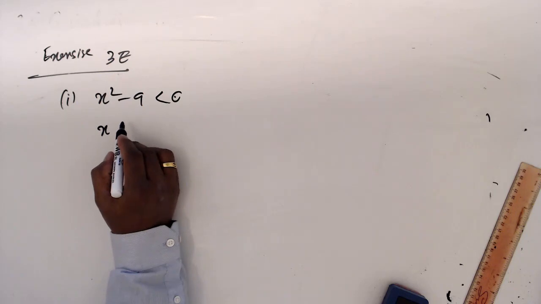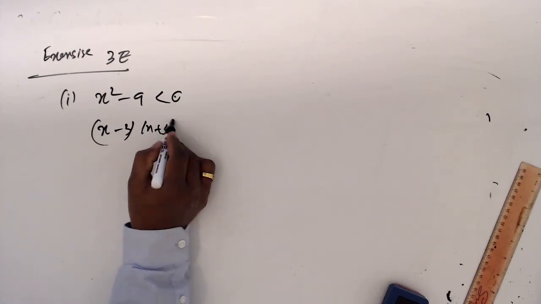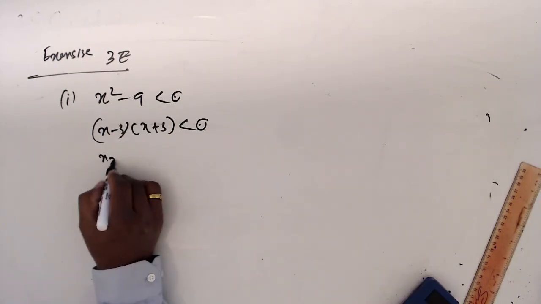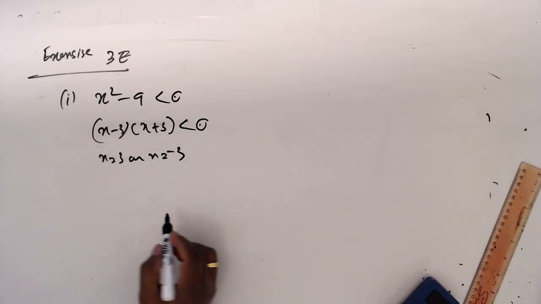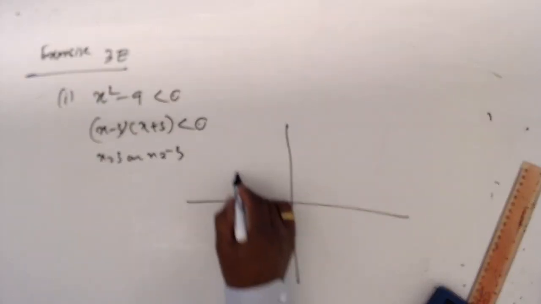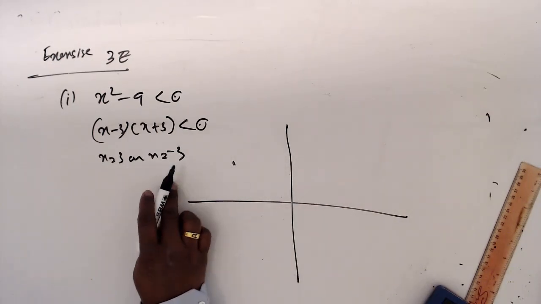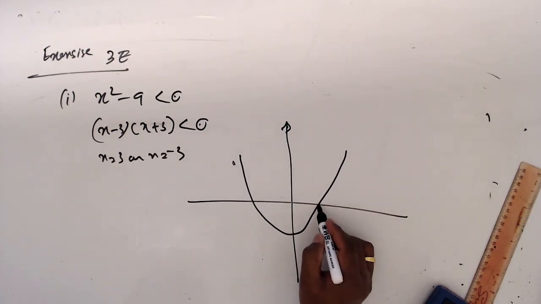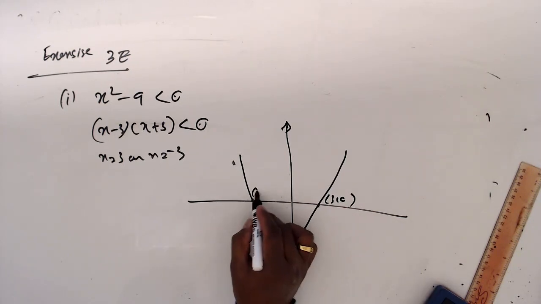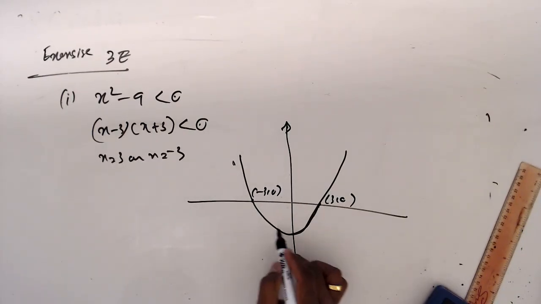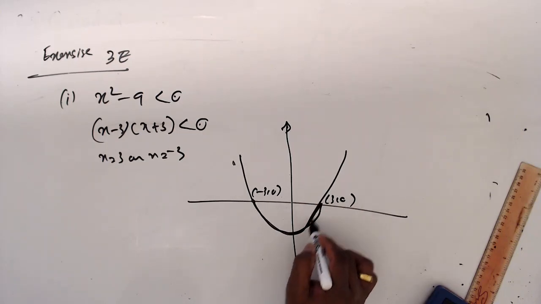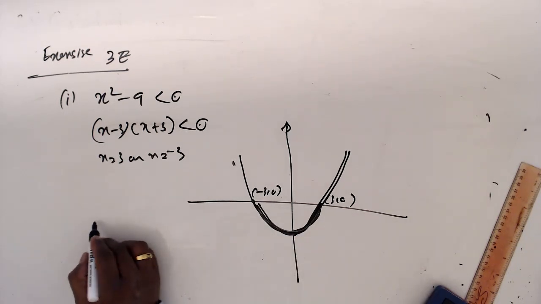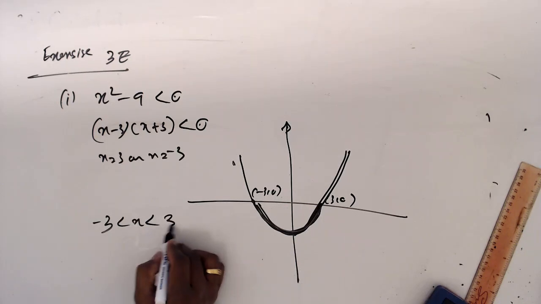x minus 3, x plus 3 less than 0. x equal 3 and x equal minus 3, the roots. So minus 3 and 3, it means this is the symmetric line. This is 3, 0. And this is minus 3, 0. Less than area is, this is the area. This one. So answer is minus 3 greater than x greater than 3.